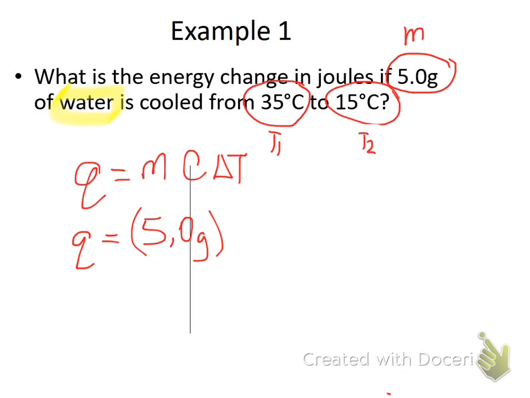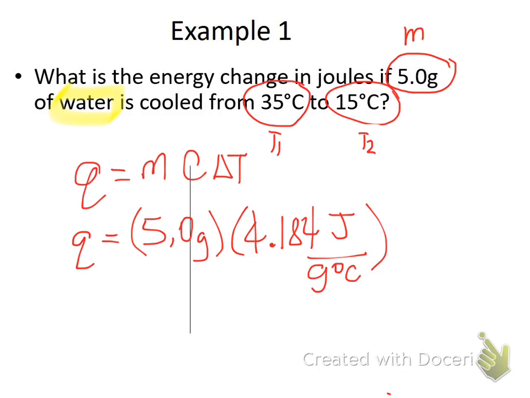But we already know the specific heat of water. It is 4.184, because that's what 1 calorie is equal to. Now, these units for specific heat are weird. Again, it's joules over grams degrees Celsius. And then we're going to input the delta T at the very end. The delta T is the difference between T2 and T1. So far, so good?